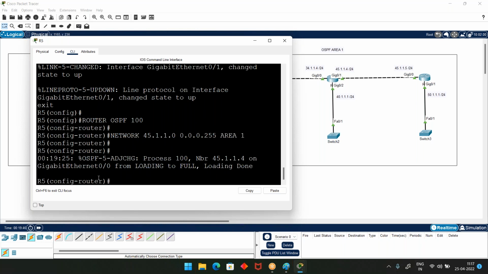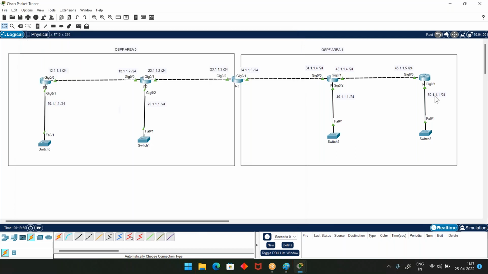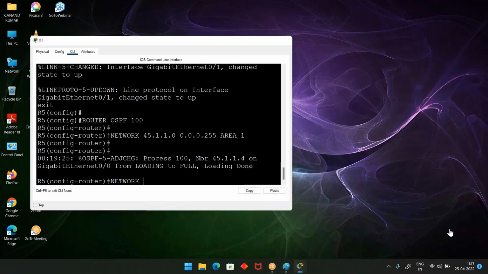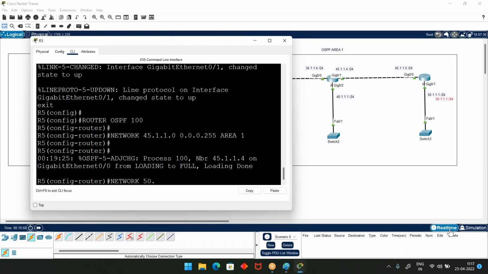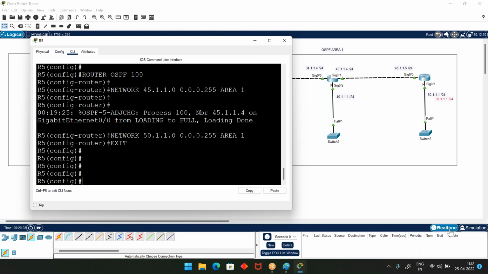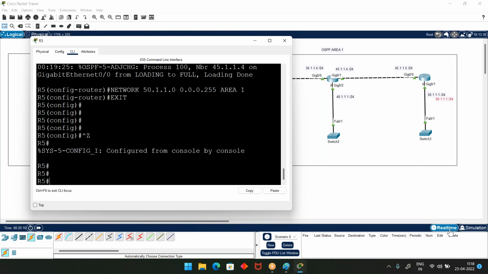The network 50.1.1.1 belongs to area 0 as well as area 1. For 50.1.1.0, I give the subnet mask wildcard bits, area 1. Exit.